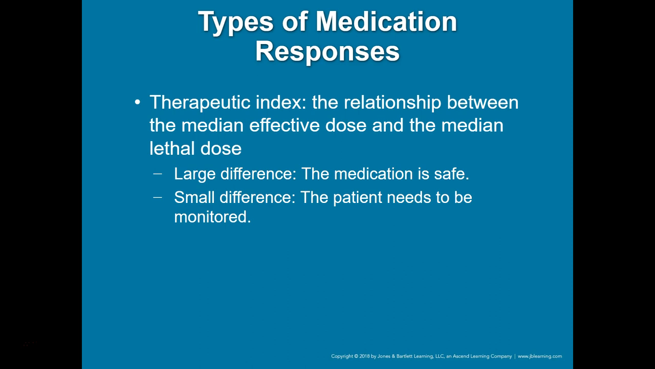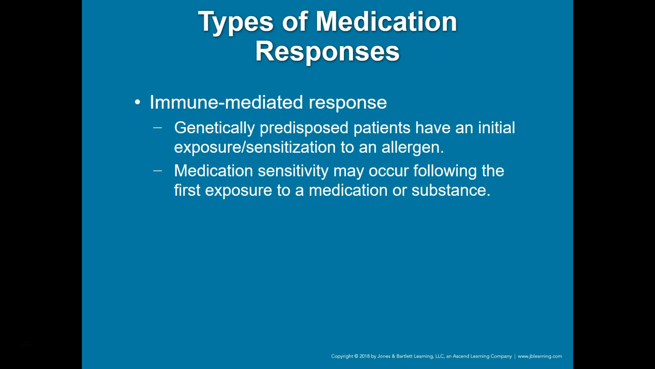Therapeutic index is the relationship between that median effective dose and the median lethal dose. The wider that is, the safer that medication is. So 1 gram is our median effective dose, 10 grams is the lethal dose. That's a big jump to get to 10 grams, so it's a relatively safe medication. A small difference, say our effective dose is only 1 gram, but our lethal dose is 1.5 grams, that's a very small therapeutic index and can be very detrimental if we give that to the patient. So that's just a reference of how safe a drug is. Something to keep in mind.